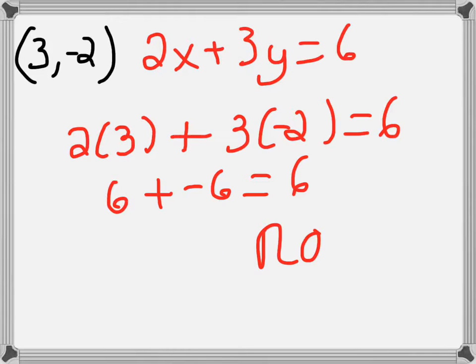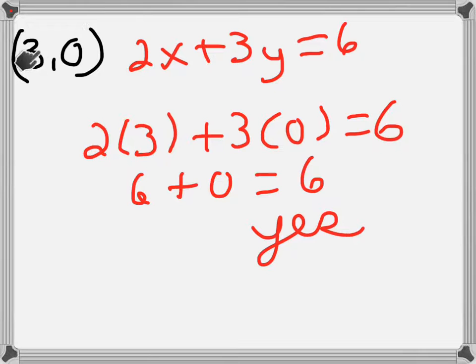No again. The 3 has to go into the x spot, and the negative 2 has to go into the y spot. 2 times 3 is 6. And 3 times negative 2 is negative 6. 6 plus negative 6 is not equal to 6. It's equal to 0.